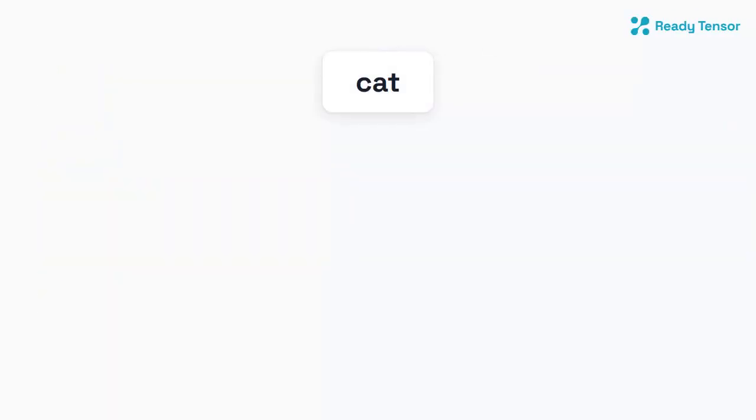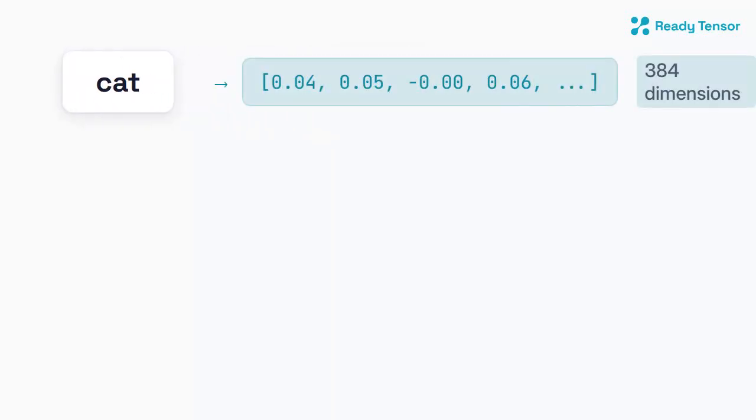Take a word like cat. How does a computer know what it means? The idea is surprisingly elegant. You turn it into numbers. Not just any numbers, a whole list of them, hundreds, sometimes thousands of values that together represent what a word means. This list of numbers put together forms a so-called vector.